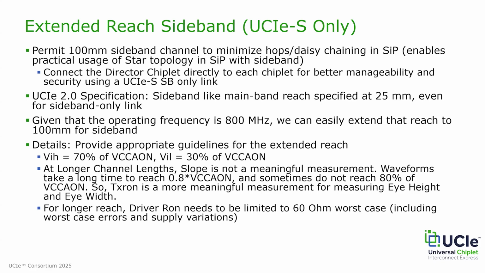And it was easy because this sideband link is not running at 64 gig, for example. It's running at 800 megahertz. So it's basically the same kind of channel, but it's only running at 800 megahertz, so it's easy to provide that extended reach. What we did was we specified a few sets of parameters like input high voltage, low voltage, and what kind of driver resistance you need, and that will ensure reliable operation over 100 millimeter, and that enables star topology, which is very important.